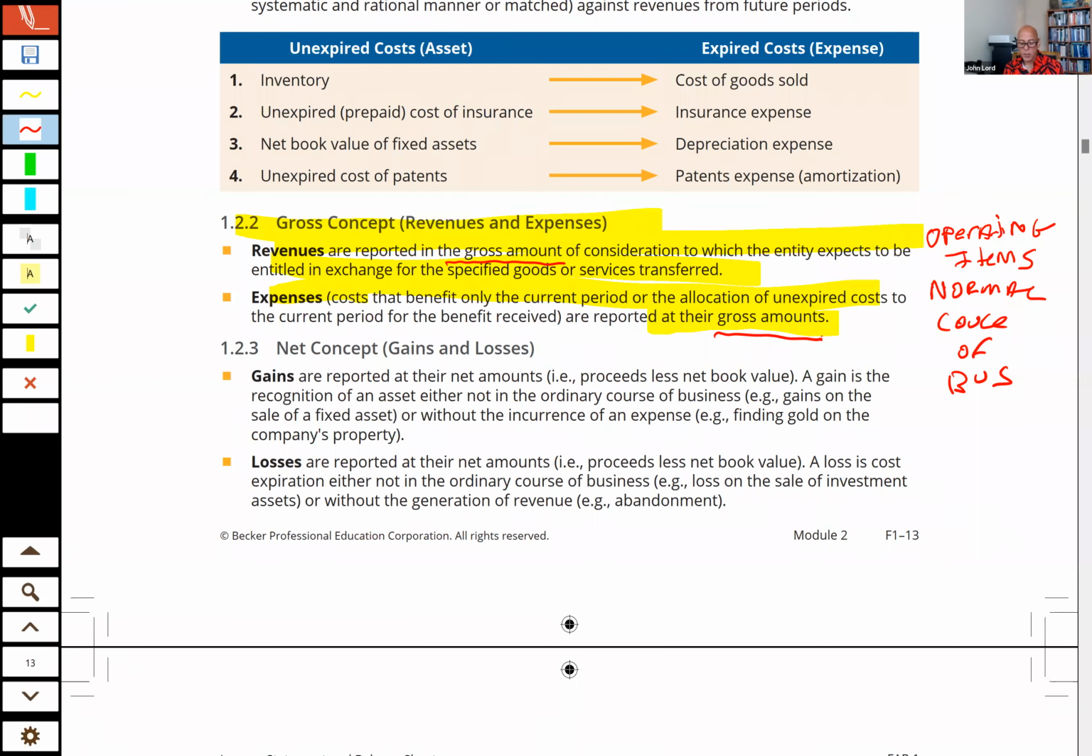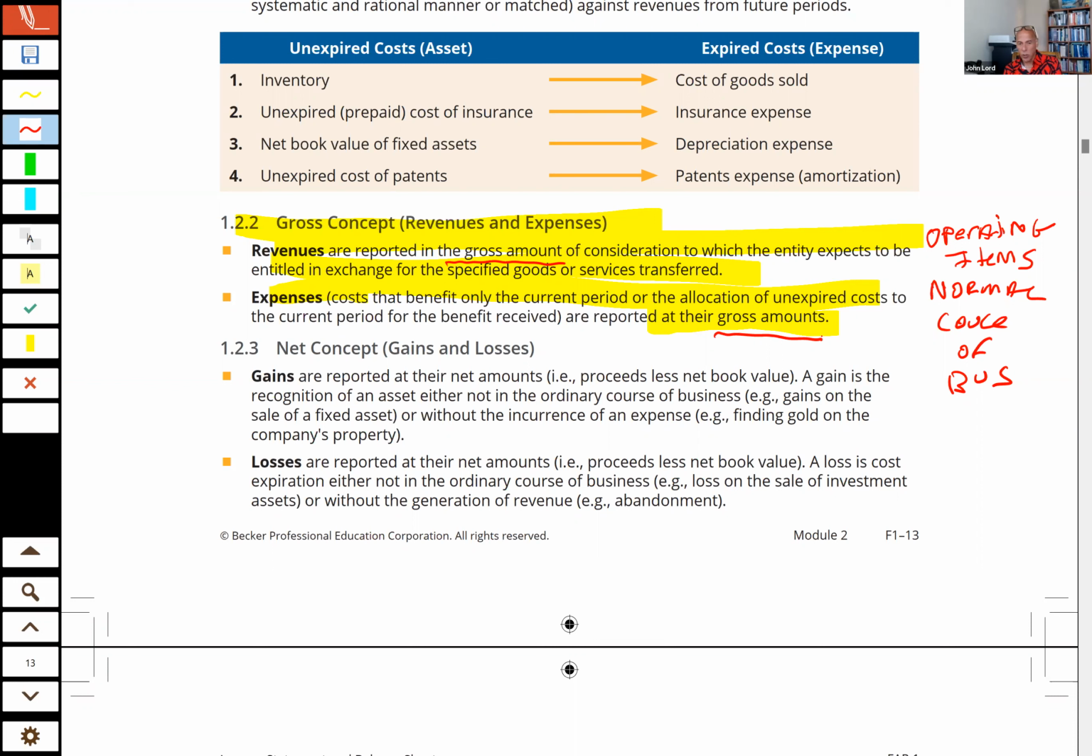Okay. Now, let's just use an example. Let's say we're talking about Nordstrom. So you go to Nordstrom, and Nordstrom sells clothes primarily, right? They sell clothes, they sell shoes, they sell shirts. So when they sell a shirt or a pair of shoes, that's an operating item because that's their normal course of business, right?